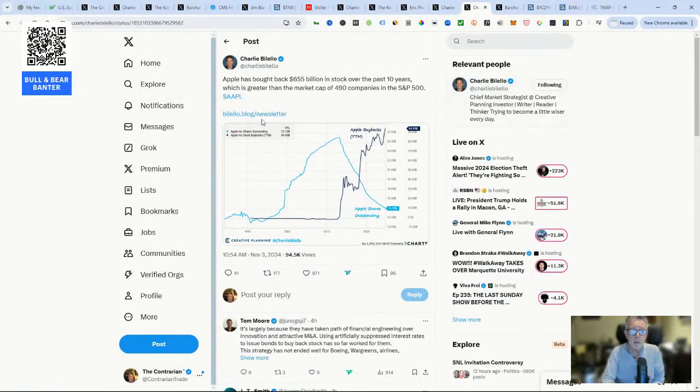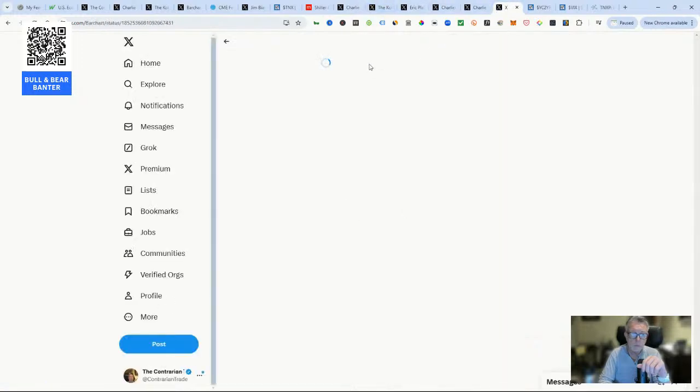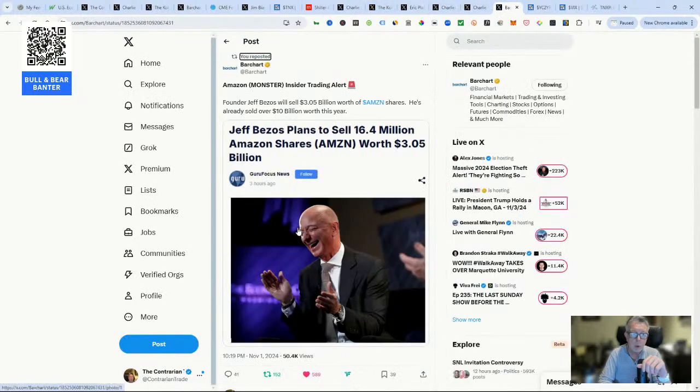And here's the rub. Apple has bought back $655 billion in stock over the past 10 years, which is greater than the market cap of 490 companies in the S&P 500. Think about that. Who else is selling? Bezos to sell 16.4 million Amazon shares worth over $3 billion.